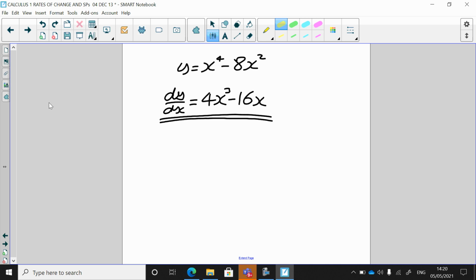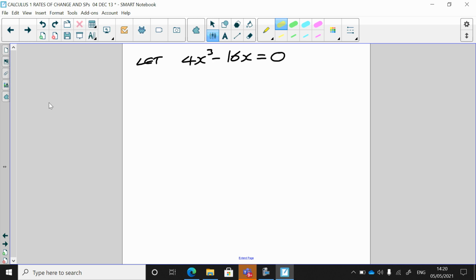So here we've got a derivative. We need the condition. Here's the condition for stationary points: the derivative is equal to 0. So take 4x cubed, take away 16x, and make it equal to 0. Right, so we've got a cubic equation here, cubic because it's to the power 3. Can we solve this?